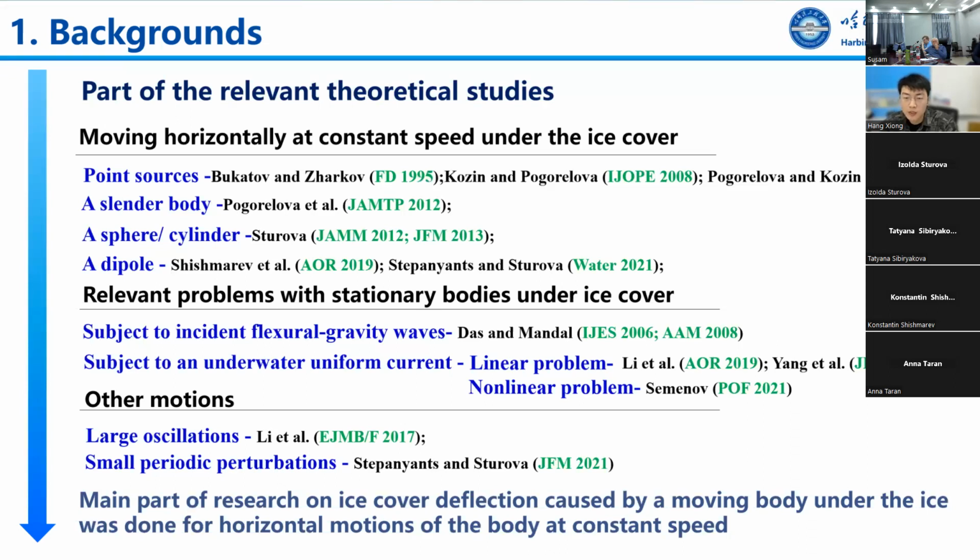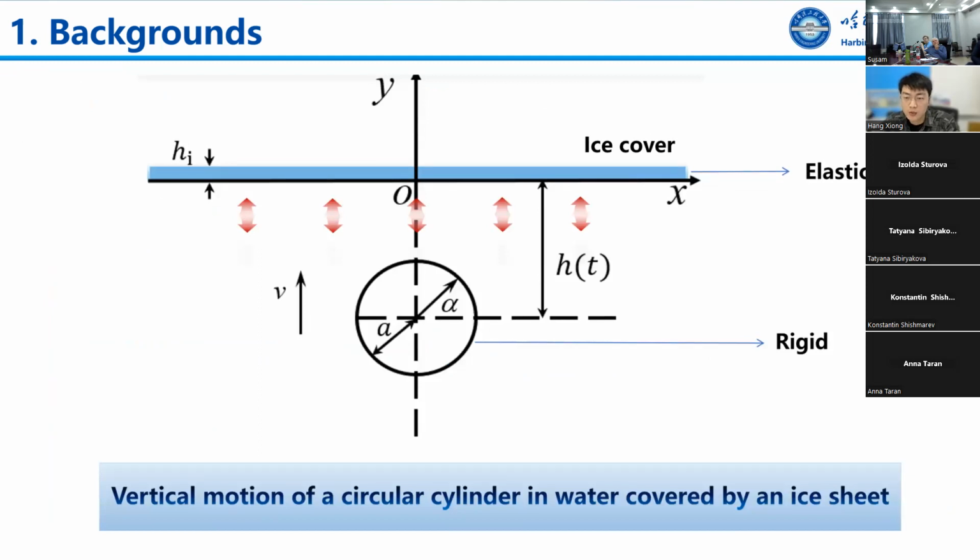From this review, at present we investigate the problem of a circular cylinder moving vertically towards a floating ice cover from below. The cylinder with radius a is rigid, and the ice cover is modeled as a thin elastic plate with uniform thickness. The motion of the underwater cylinder, the liquid flow caused by the moving cylinder, and the response of the ice cover are coupled and should be determined at the same time.